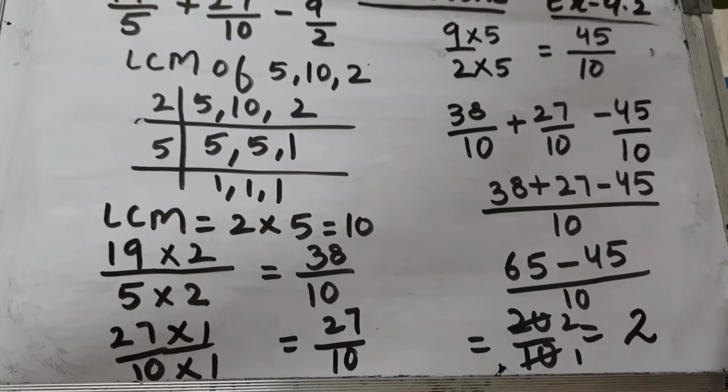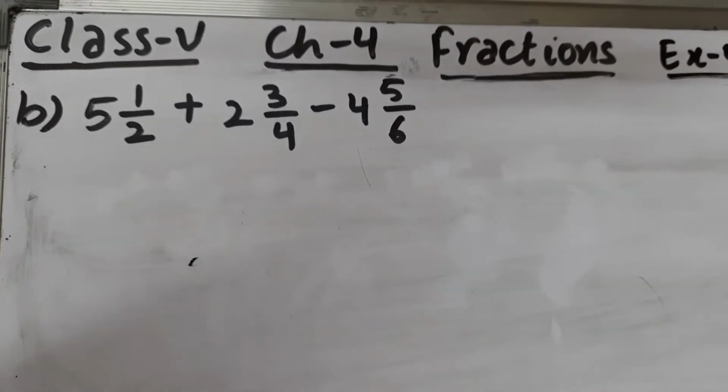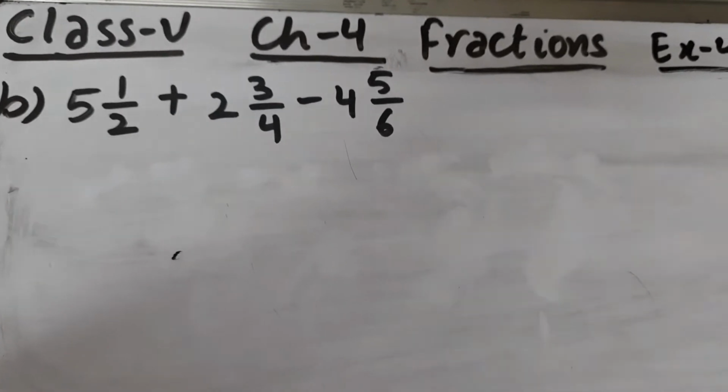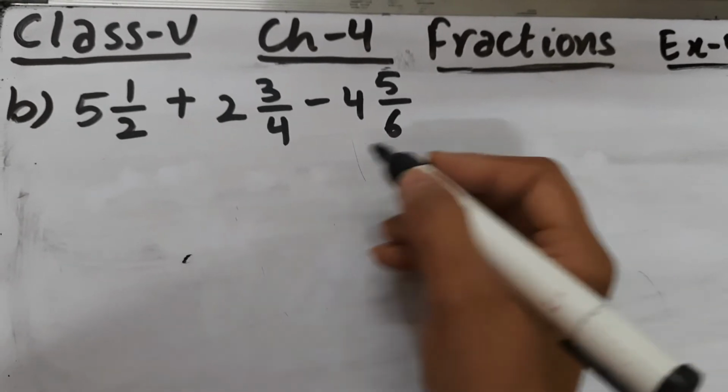So this is part A of question number 5. Now let's start part B. Part B is 5 1/2 plus 2 3/4 minus 4 5/6. We have to solve and simplify.